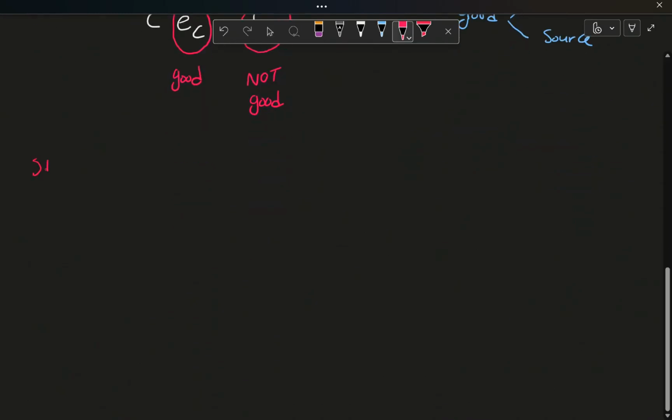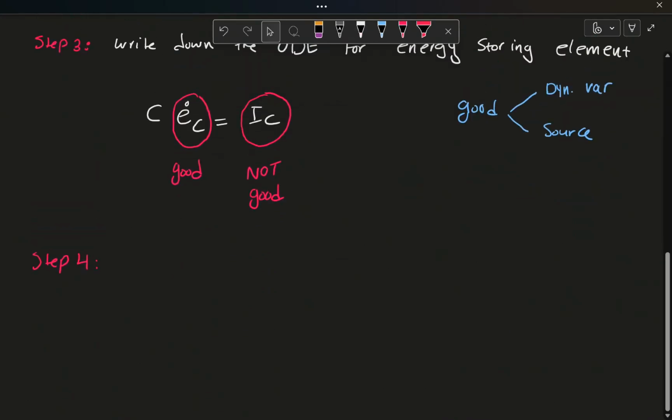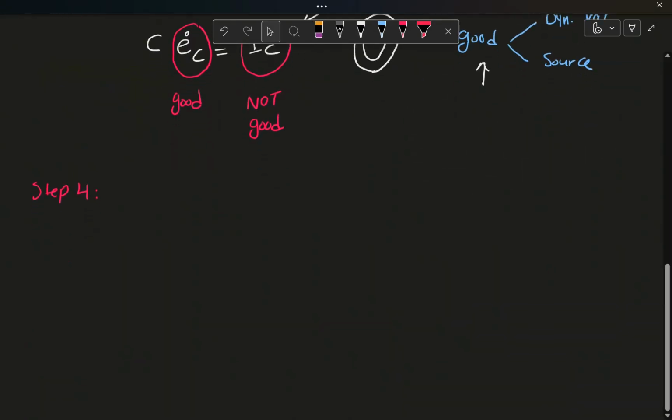Let's go to step 4 now. What we want to do in step 4 is, in the equation smiley, let's call this equation smiley, we want to rewrite the not good term, which is this troublemaker here, in terms of our good terms. So the good terms are dynamic variables and the sources. So in a way, we want to rewrite I_C in terms of my dynamic variables and my sources. What are the tools that I can use? Well, there are 3 tools: KVL, KCL, and Ohm's law. So let's go into it.